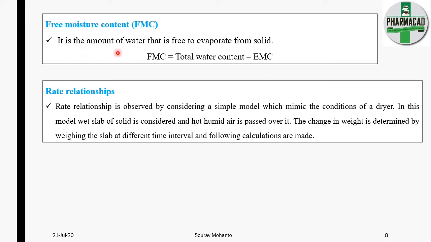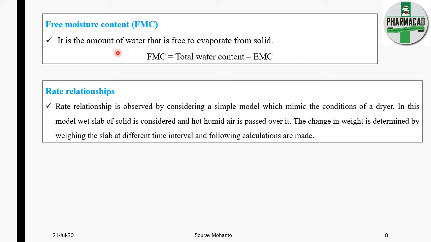Next is free moisture content. Free moisture content is this: suppose in a solid material there are many water molecules which are unbound, which don't have any hydrostatic bond with the other molecules. So this kind of water molecule is free to evaporate, free to move, free to do anything. This kind of water molecule is called free moisture content. Now if we want to calculate the free moisture content, how can we calculate it? Free moisture content is equal to total water contained minus equilibrium moisture content.